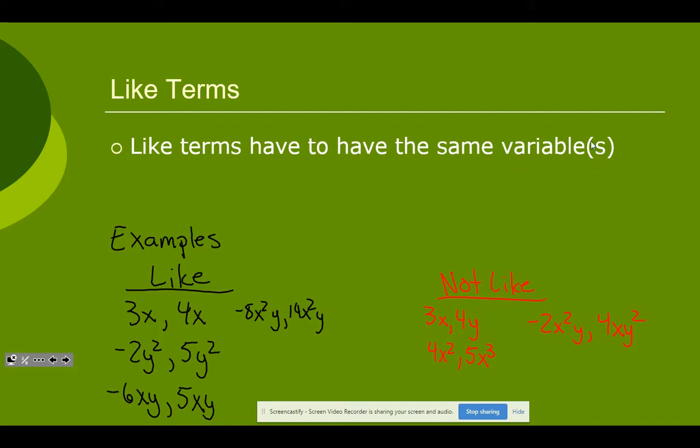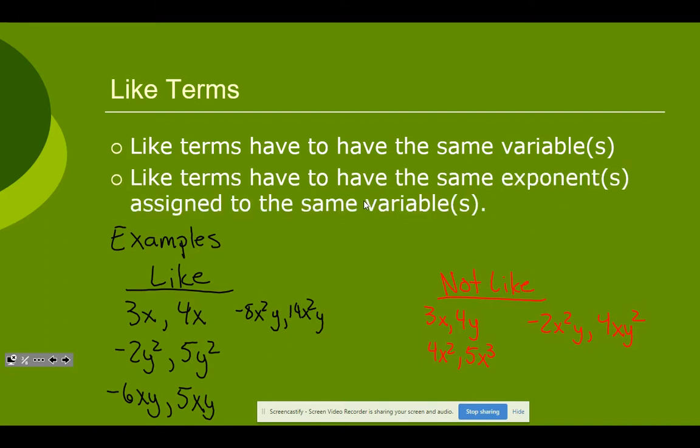Now, the reason I have the s in parentheses up top there is because it's an option to have multiple variables. In fact, for terms, you don't even have to have a variable at all. 3x and 4x are like terms. And the other rule, of course, is to have the same exponent assigned to the same variable. Now, as you can see in the like examples, like for the second one, negative 2y squared and 5y squared, they have the same variable, y, and they have the same exponent assigned to that variable, the 2.